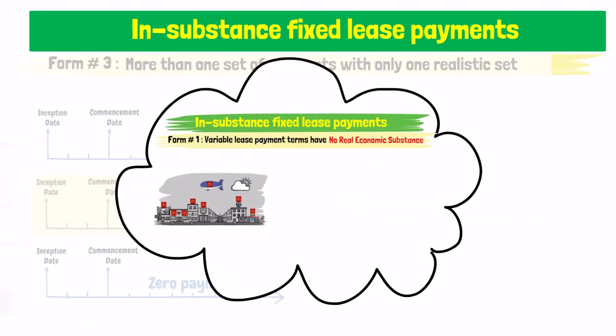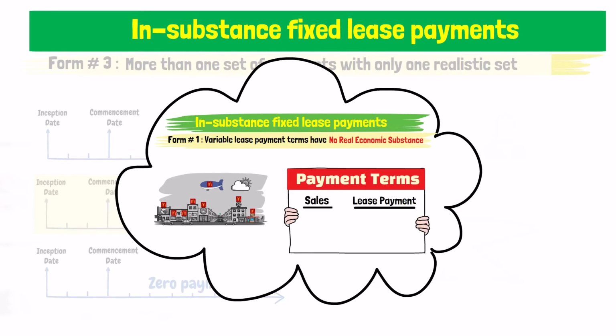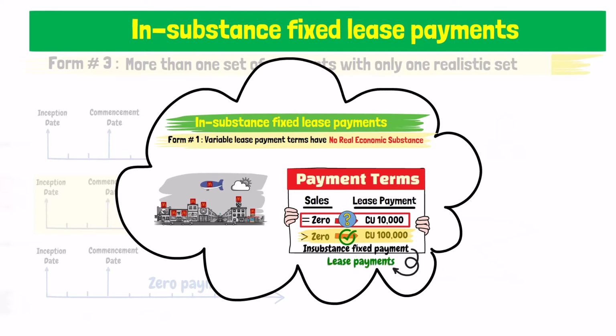If you return back to our McDonald's example, there was more than one set of payments that McDonald's can make, either to pay $10,000 monthly if no sales are made, or $100,000 monthly if sales were achieved. There is no realistic possibility that McDonald's won't achieve any sales. So, the realistic set of payment is the $100,000 monthly, and this is the in substance fixed payments that should be included in the measurement of the lease payments at the commencement date.